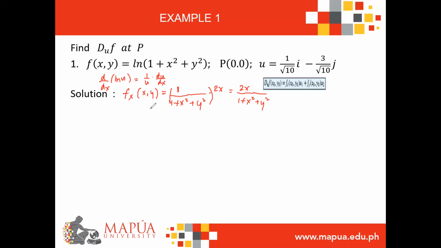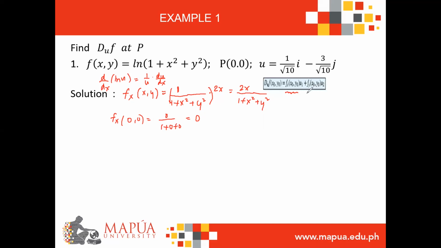Then we're going to evaluate it, so we have this now as f sub x at 0, 0. The result is 2 times 0 is 0 over 1 plus 0 plus 0, because x and y are both 0, so the answer is 0. So that is your f sub x evaluated at 0, 0.